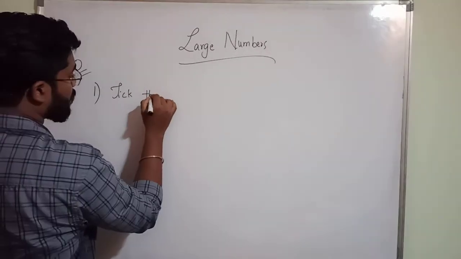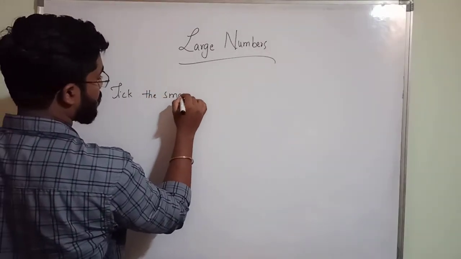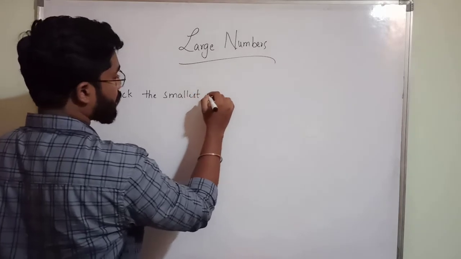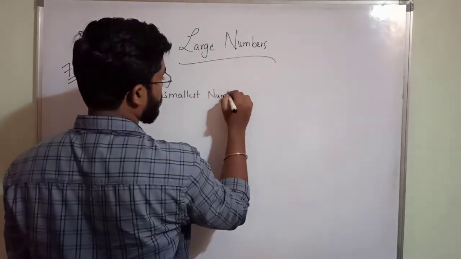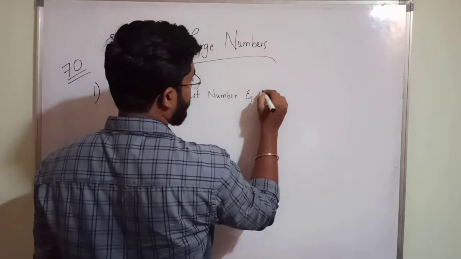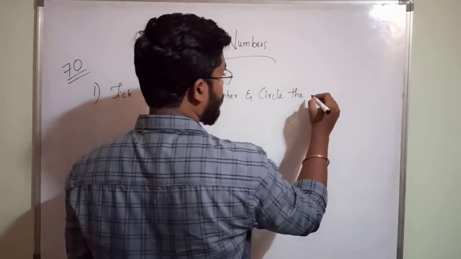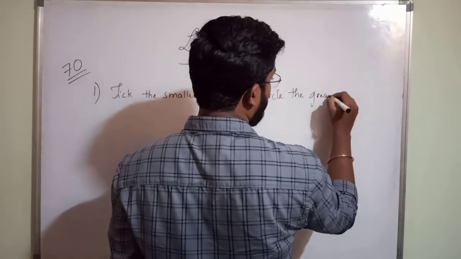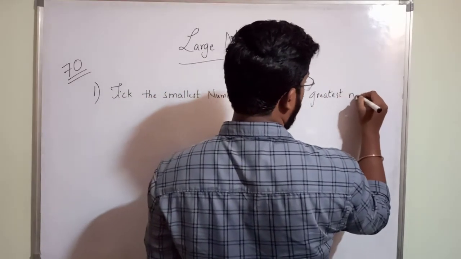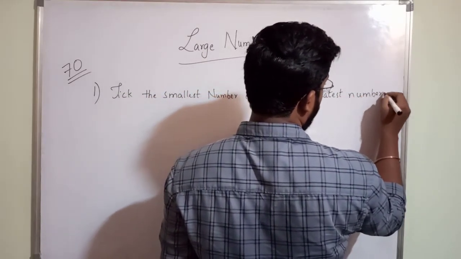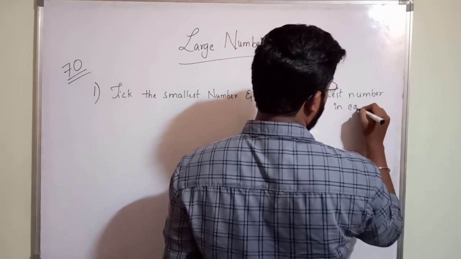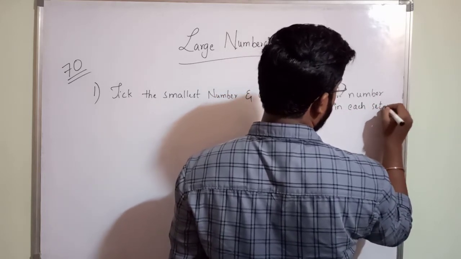Tick the smallest number and circle the greatest number in each set.